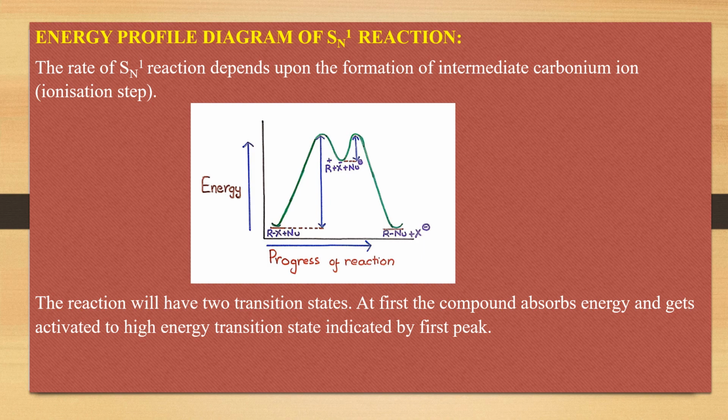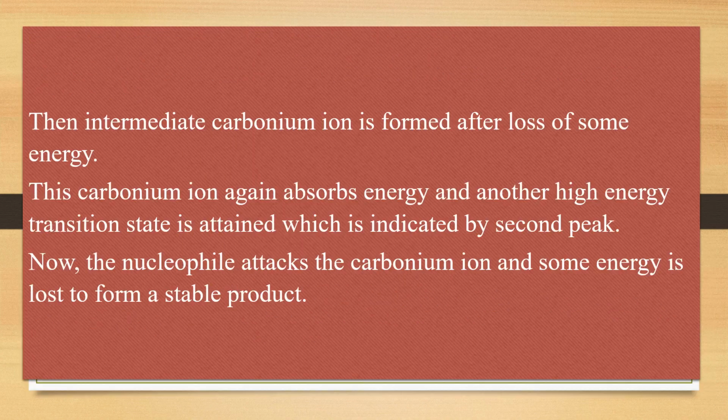Now the nucleophile attacks the carbonium ion, and after losing some energy, a stable final product is formed. Look at the peak, it has totally come down. That means the energy is lost to form the stable product, RNu. Clear, students? This is the energy profile diagram of the SN1 reaction. Once again, the reaction has two transition states. At first, the compound absorbs energy and gets activated to a high energy transition state indicated by the first peak.